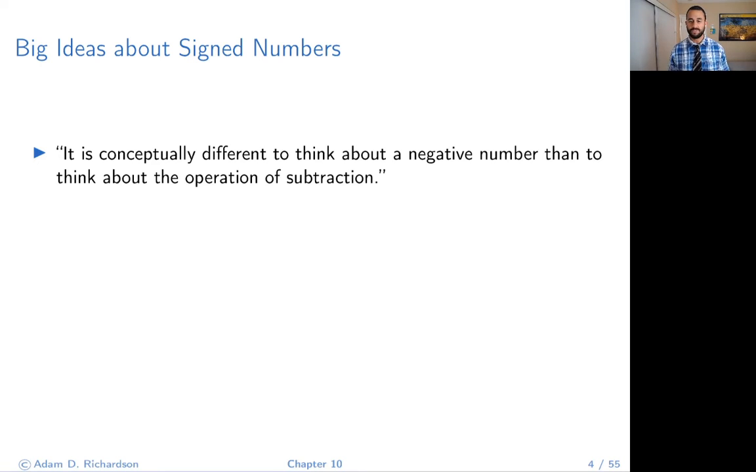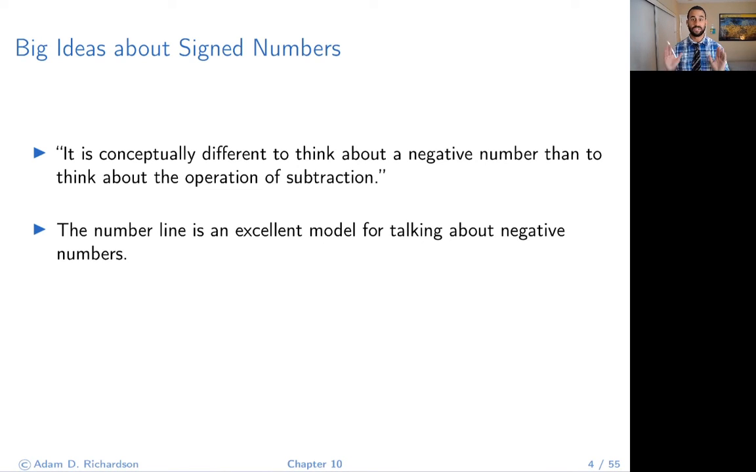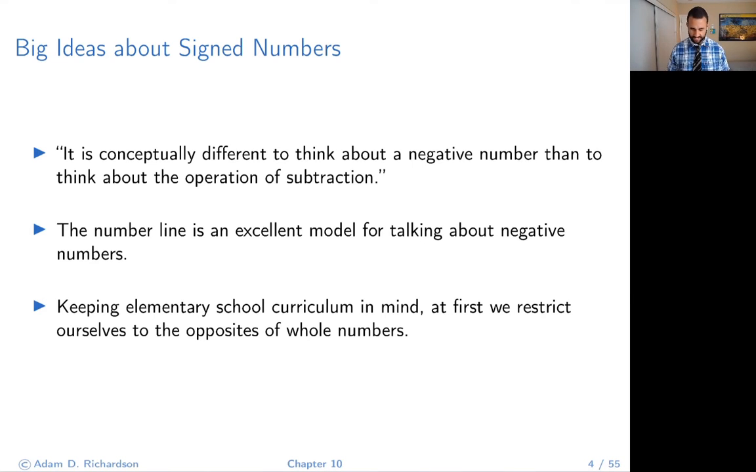Okay, so it's conceptually different to think about a negative number than to think about the operation of subtraction. So we need to emphasize to our students that they're not the same thing. Negative numbers are still numbers. And the number line is an excellent model for talking about negative numbers. We're going to see an example later when we look at some different models for these. And for now, we're just going to restrict ourselves to opposites of whole numbers with these examples. But all of this stuff that we're talking about extends to any number, any real number.